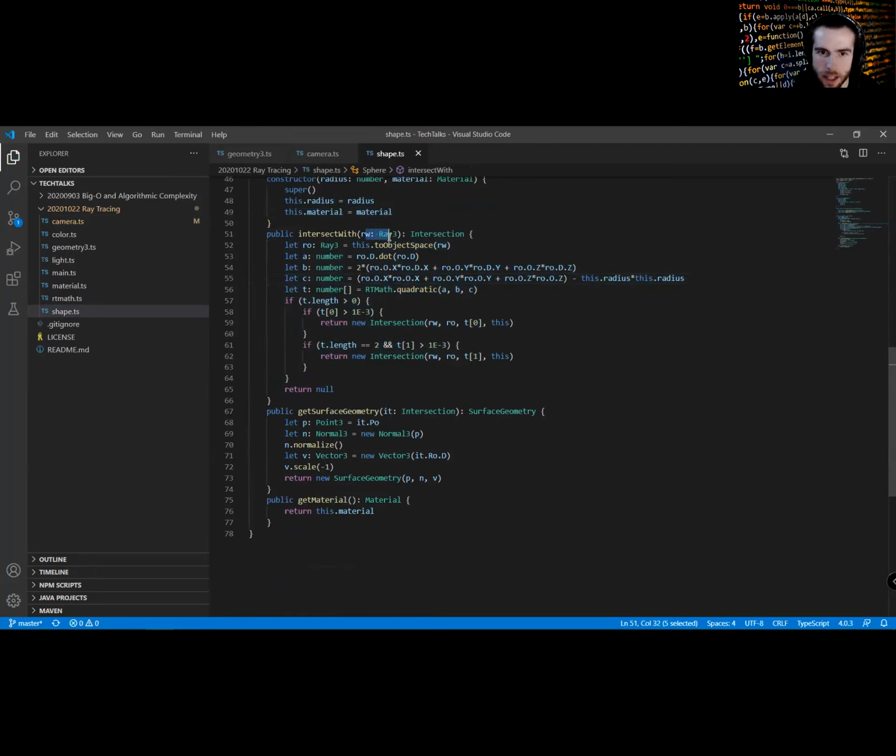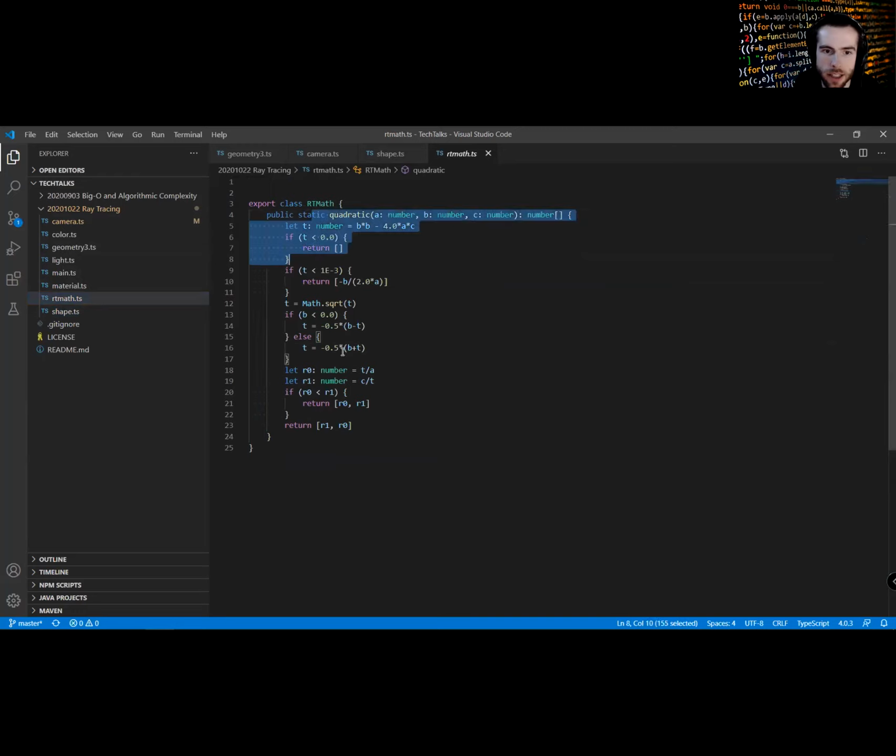Basically, the method takes a ray in world space and uses this to convert it into object space. Then, with the ray in object space, I calculate the intersection. I wrote this quadratic function, which is all the way in my RT math. This is a little tedious, but it's doing the quadratic formula in JavaScript.